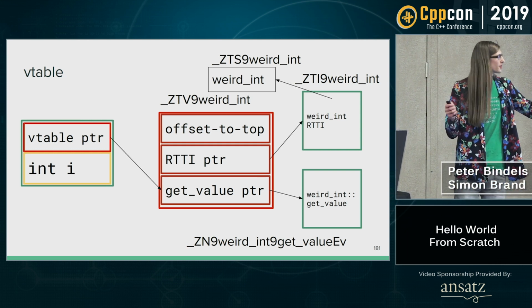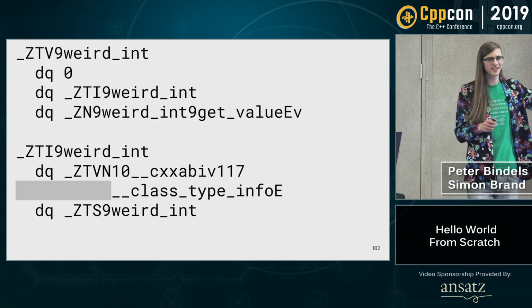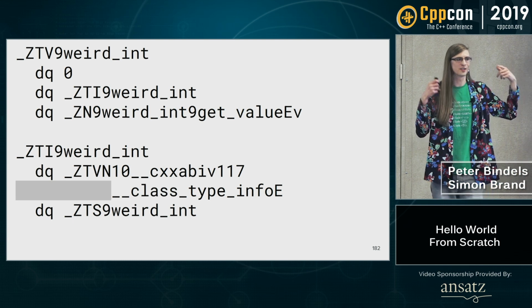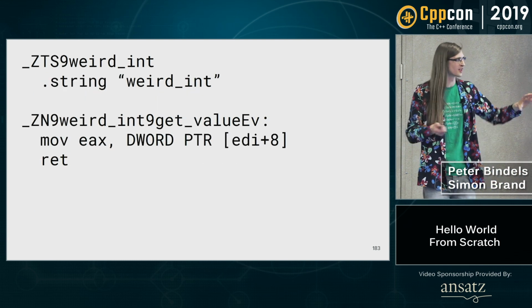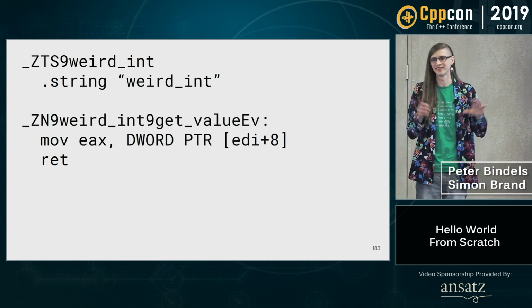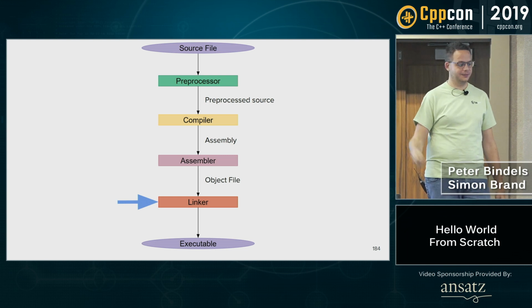So you could represent all of this in assembly. Again, don't try and read this. I'm just showing you can do it. If you wanted to write an entire C++ class with a virtual function in it, you could do it just by writing all this nonsense assembly. Don't, but you could. It's a terrible idea.